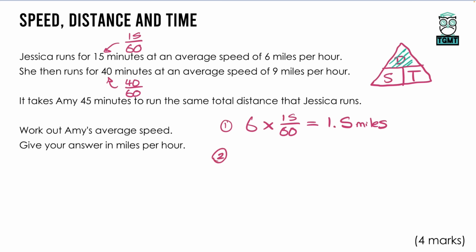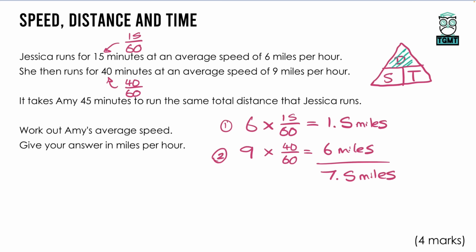Now in the second part, she runs for 40 minutes at an average speed of 9 miles an hour. So that's 9 as the speed, times 40 over 60. And again, we'll just type that into the calculator, times 40 over 60. And that comes out as 6 miles. So in total, she has run 7.5 miles.